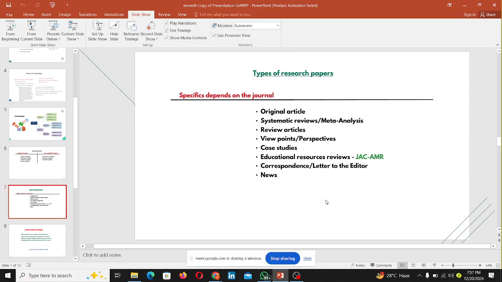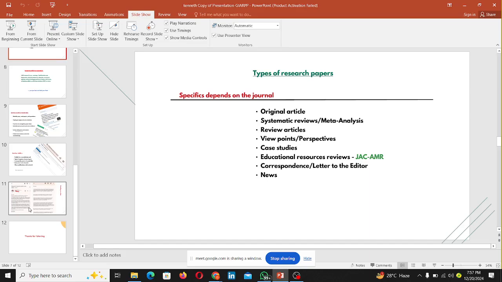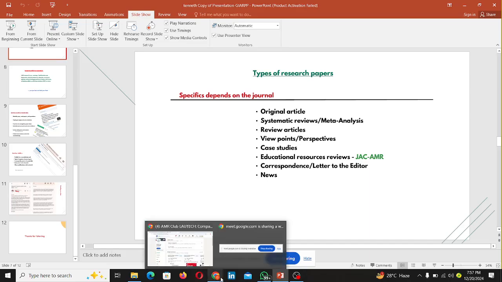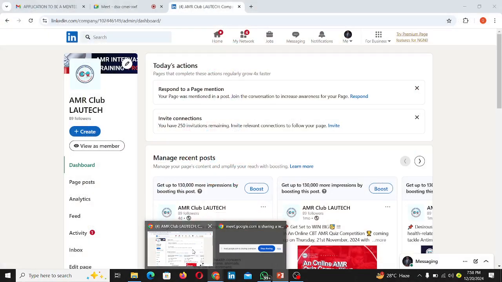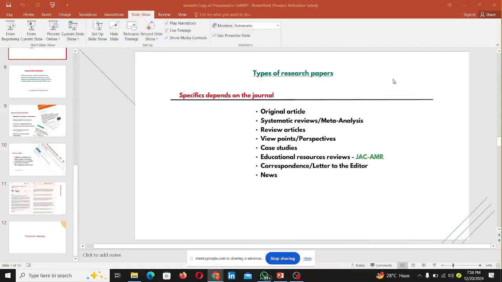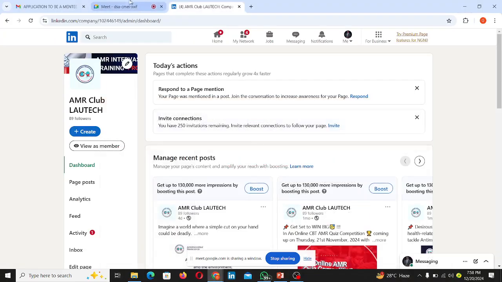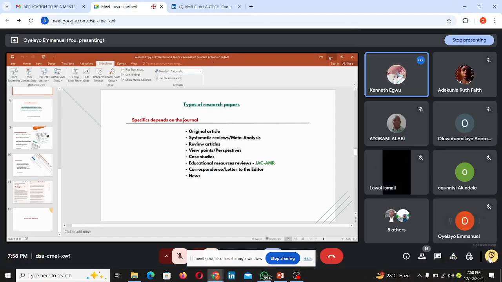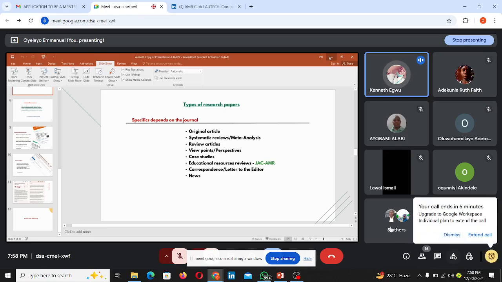So we have looked at the different methods and the study designs, for those that are interested in publishing. But if you want to publish, it's also important for you to know the different types of articles that are accepted by most journals. And this may not be an exhaustive list of all the articles that they accept.